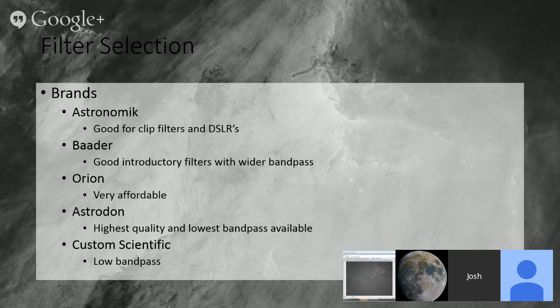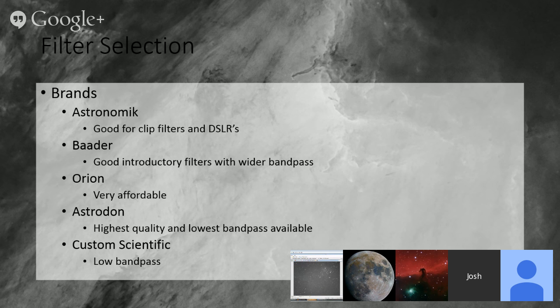Custom Scientific, before I go to Astrodon, offers pretty low bandpass filters as well. However, I've never tried those either, but I think that they actually sell them in 4.5 nanometer bandpass, and I've actually heard pretty good things about those. And finally, I'll go on to Astrodon filters, which is where I'm living right now. The Astrodons are now offered in 5 nanometer and 3 nanometer varieties. They used to be, I think it was just 6 nanometers.